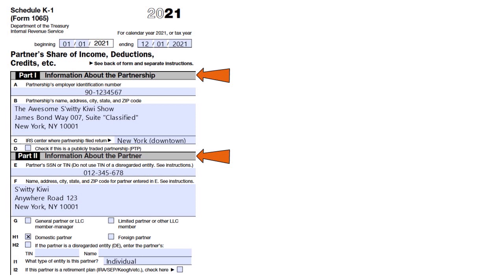So we haven't checked that box. So you can see that the first part is pretty straightforward. If the partner is a DE, a disregarded entity, such as a single member LLC that did not elect to be treated as a corporation, what will happen here is that the partnership will check the DE box and enter the name and TIN of this DE. If the partner is not an individual, then you have to put the disregarded entity's information. So that will be the name and the TIN.